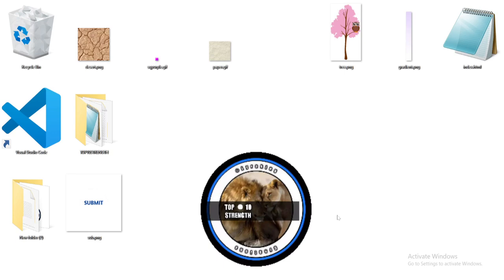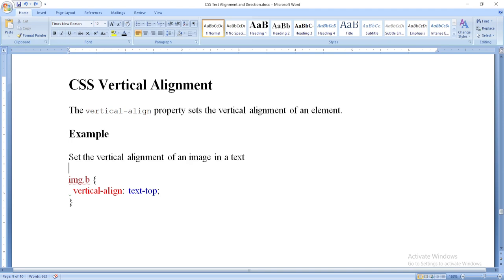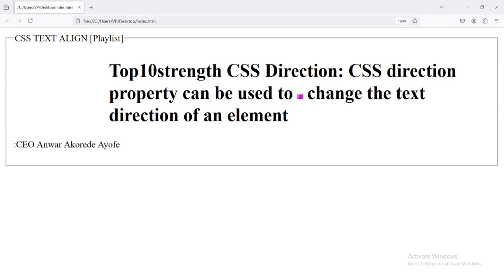Welcome back, everyone. Quickly, let's continue our discussion on CSS text alignment and the CSS text direction. Right now, we'll be discussing the CSS vertical alignment, and we are going to be specifying the vertical align property, which sets the vertical alignment of an element. For example, this sets the vertical alignment of an image in a text. So let's quickly see how this works.